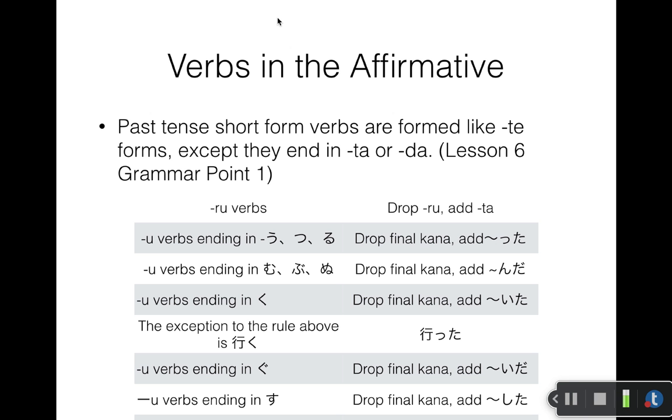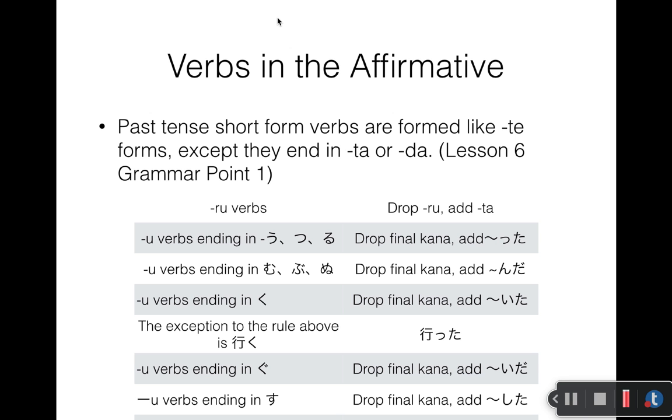So yomu becomes yonda. For u verbs that end in ku, like kaku, you drop that final ku and add ita. So kaku becomes kaita. There is an exception for the verbs that end in ku, and that exception is the verb iku, to go. And that conjugates the same as the verbs that end in u, tsu, or ru, with a small tsu and a ta. So iku becomes itta.